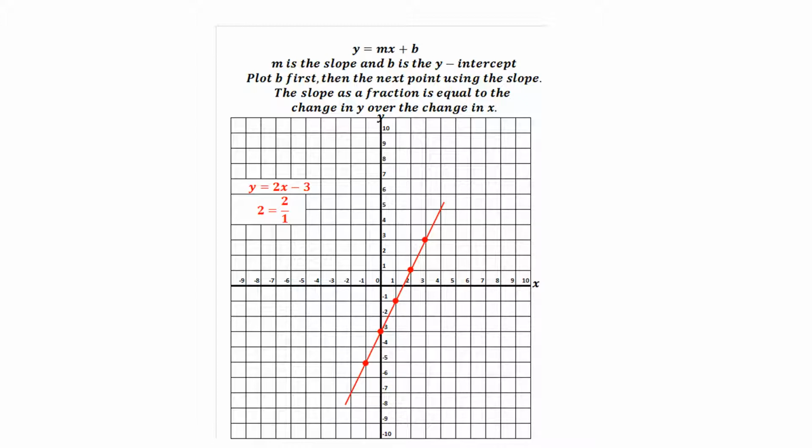So how do I get the dot that's way down to the bottom? Well, 2 over 1 is the same as negative 2 over negative 1. So if you go down 2 steps, that's going down, and then you go negative 1 steps in the x direction, that's headed to the left, and that's the lower dot.